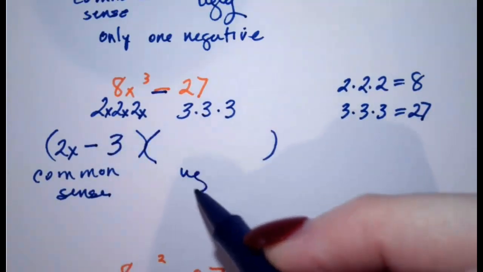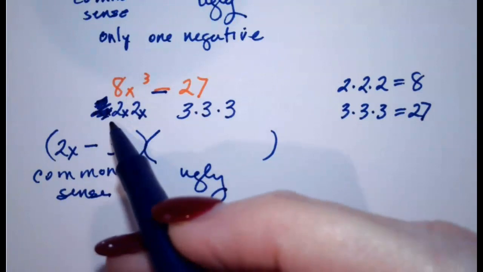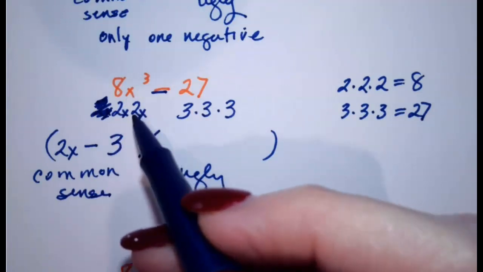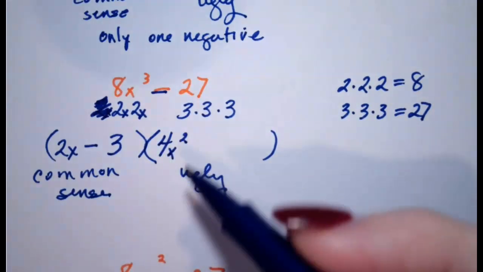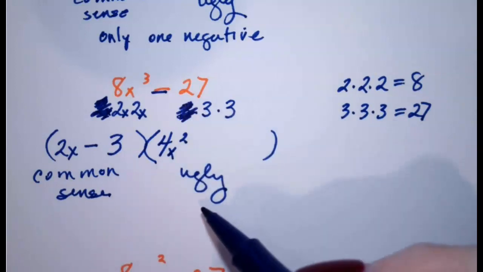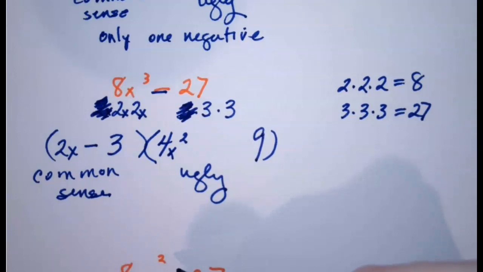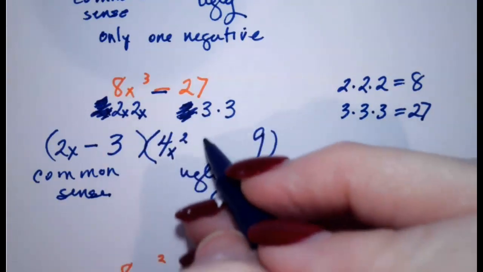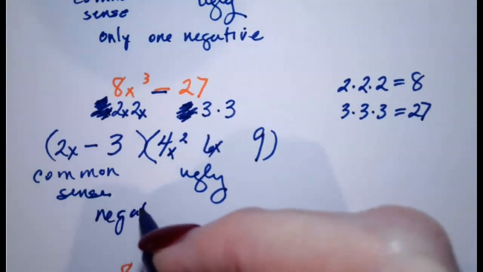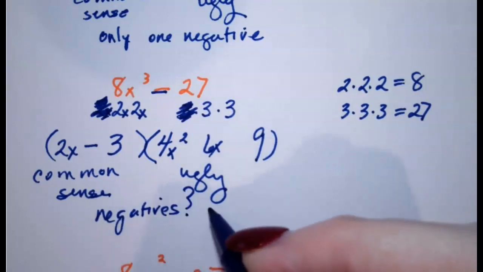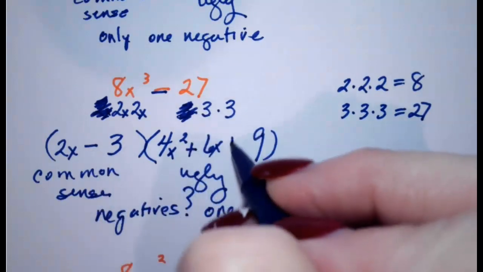Now I start building the ugly part. Well, I used 2 of my x's. So I look right here and I go, well, what's 2x multiplied by 2x? Well, that's 4x squared. And I used one of my 3's. So 3 times 3 is 9. And then I have to memorize that whole 3 times 2x is 6x, don't I? And how many negatives? Only one. Do I already have it? Then I don't need any more.